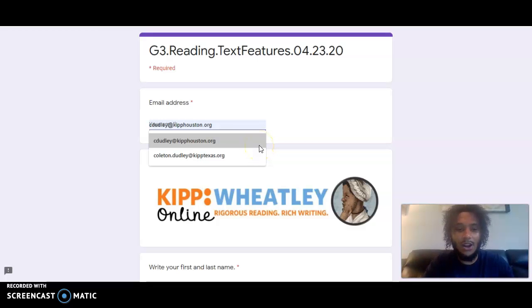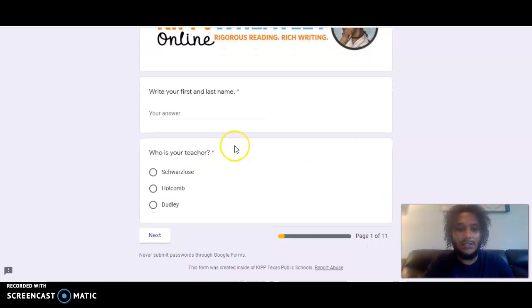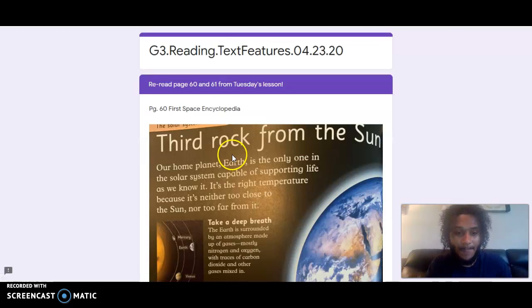So I'm going to go ahead and start with my email address. I'm going to write my first and last name. Make sure you're doing this because this helps us know who's doing what work, and we want to make sure that you get credit for the work that you're doing. So if I'm your teacher, you would select me.